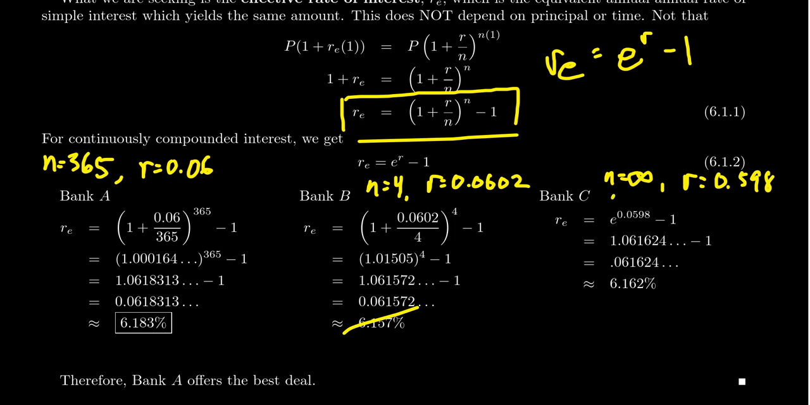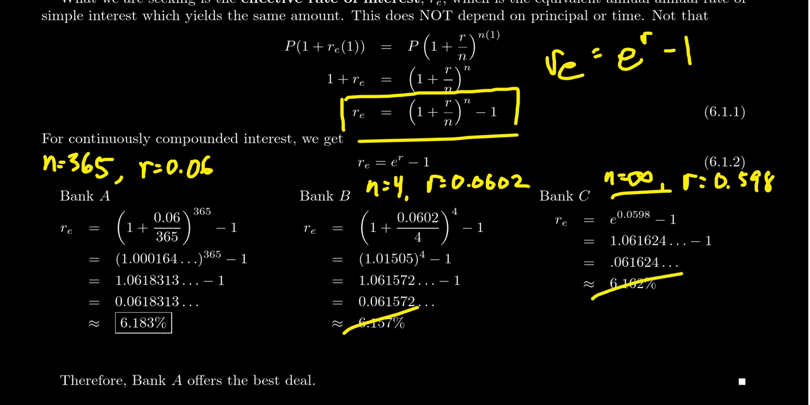What about continuously compounded interest? N equals infinity, right? But the interest rate was smaller, 5.98%. So you're going to take e to the 5.98%. That gives you about 1.061624. Subtract 1, and you end up with 0.061624. Write that as a percentage, right? You're going to get 6.162%, which beats Bank B, but actually Bank A still is the winner here.